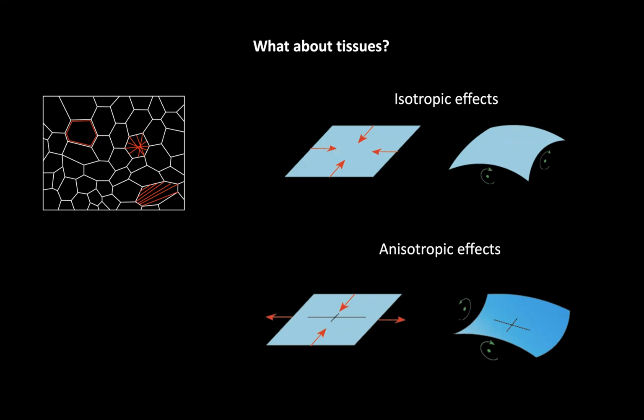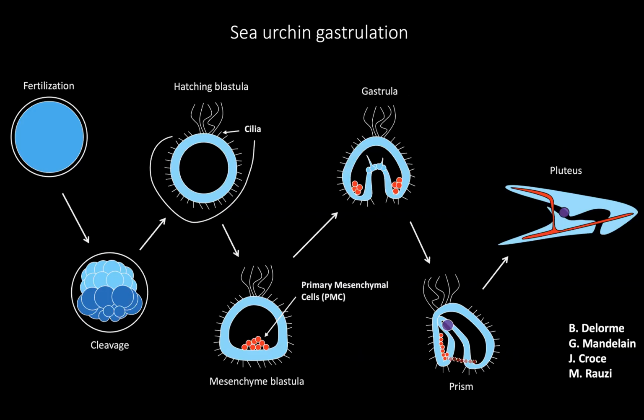And once you have that, you can try to understand how these active effects affect the shape of tissue, and get an idea of how cells are generating the right forces to get the right shape, for example for morphogenesis. So now I will show you some examples of application of active surfaces coming from our own work. We have a collaboration with people in Nice, Barthélemy Delorme, Grégory Mandelin, Jennifer Cochet, and Matteo Rausi, who are working on sea urchin gastrulation.